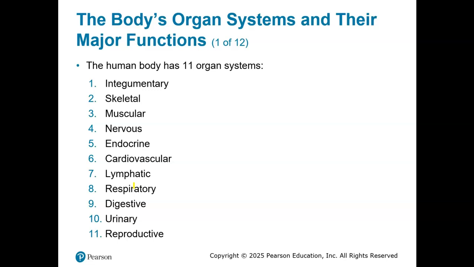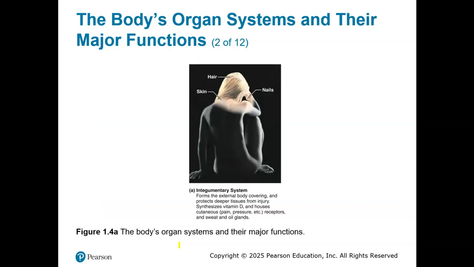And then there are 11 organ systems: the integumentary, which is the skin; the skeletal, which is the bones; muscular, which is your skeletal muscles; nervous is your brain and spinal cord and your nerves; endocrine are your glands, which produce hormones; cardiovascular is the heart and blood vessels; lymphatic is your lymphatic vessels and your lymph nodes; and your immune system is included in the lymphatic system. Respiratory is your lungs, digestive is stomach and intestines, urinary is kidneys and bladder, and reproductive, male and female reproductive, of course, are the reproductive organs.